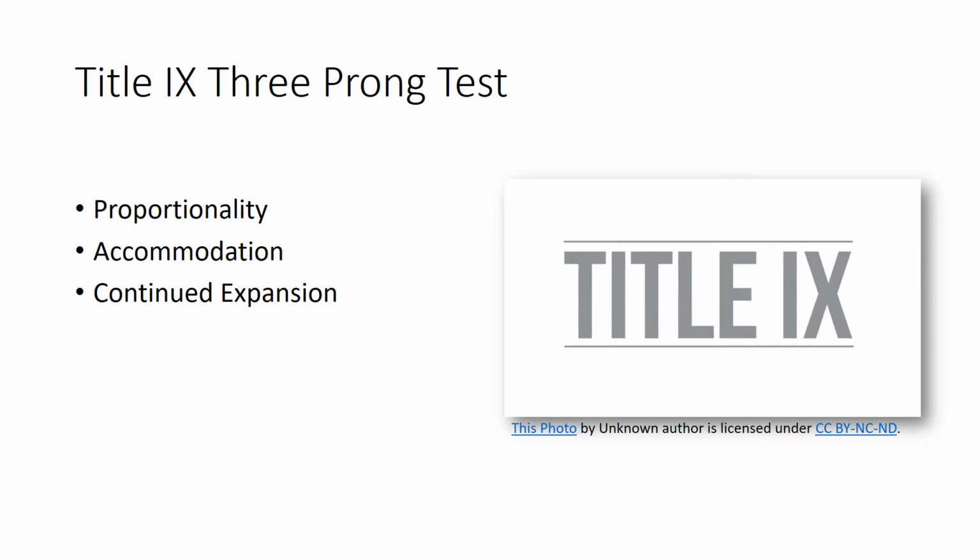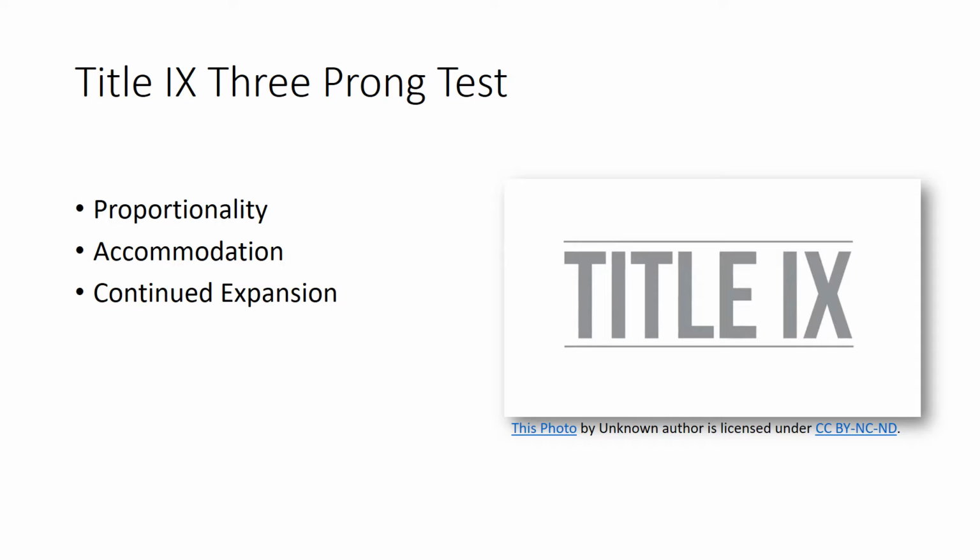In order to determine whether institutions are in compliance with Title IX, there's what's called a three-pronged test. So you can look at proportionality, which is basically examining the proportion of the overall student body to what exists in the athletic department for male and female student athletes. So if your school is 60% female and 40% male, your athletic department should have opportunities that reflect that. So there should be 60% female student athletes and 40% male student athletes.